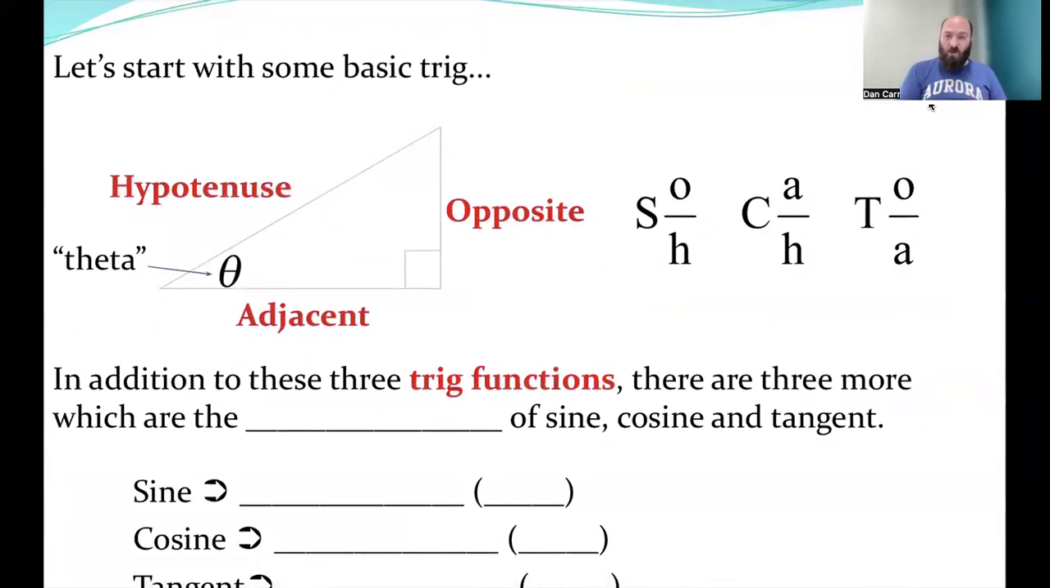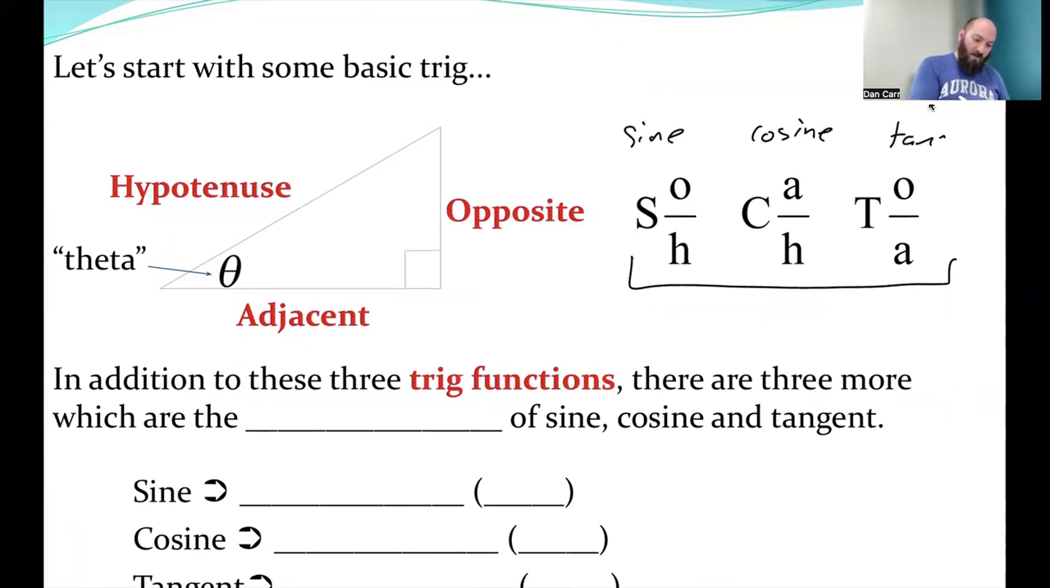When we talk about trigonometry, we're talking right now about sine, cosine, and tangent. You might have seen it this way where it's SOHCAHTOA. So sine, cosine, and tangent. Those are referring to the ratios in a right triangle of the opposite over hypotenuse.